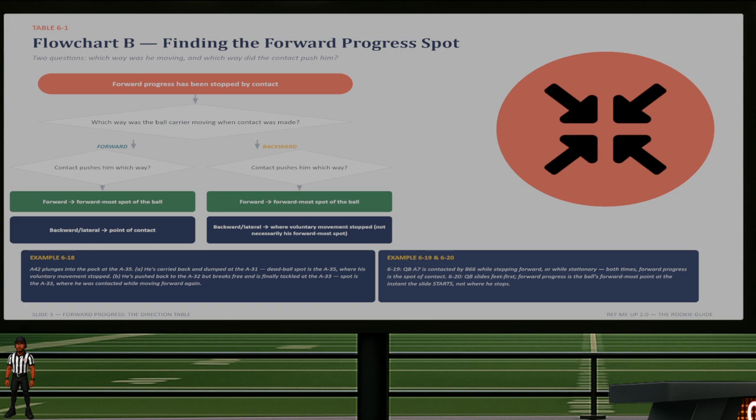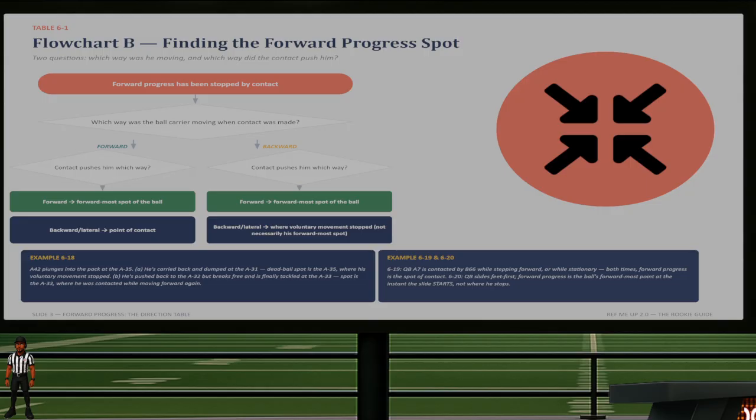If he was moving backward, ask the same question. Which way does the contact push him? If forward, the spot is still the forwardmost spot of the ball. But if backward or lateral, the spot is wherever his voluntary movement was stopped, and that is not necessarily his forwardmost spot. Let's walk through example 618.